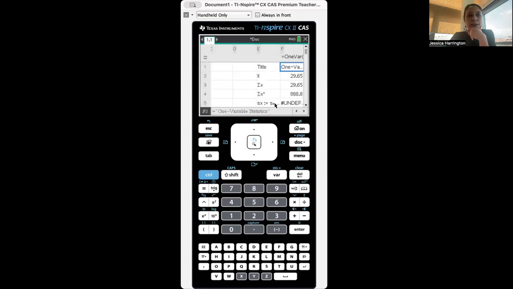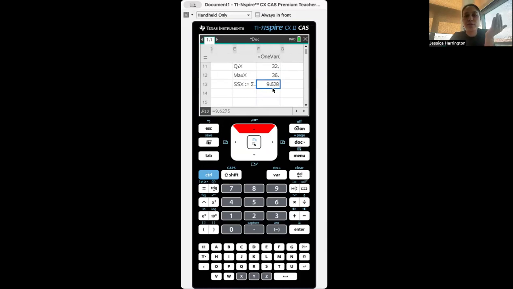So I hit OK. And you can see here is that mu sub S 29.65 that we got from doing the manual calculations. And the variance is down here. Okay. The variance is 9.628. So that's the quick way to do it if you don't want to do all the calculations. I would do this all the time, right? Because you're likely to make an error when you have to do it by hand. So let's switch back to our notes.